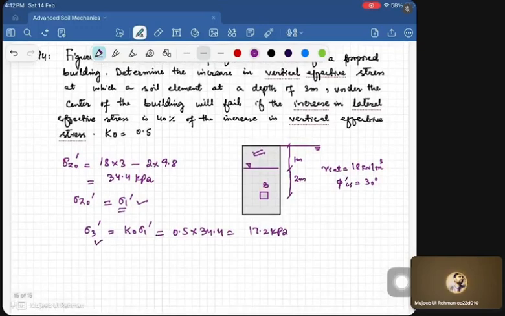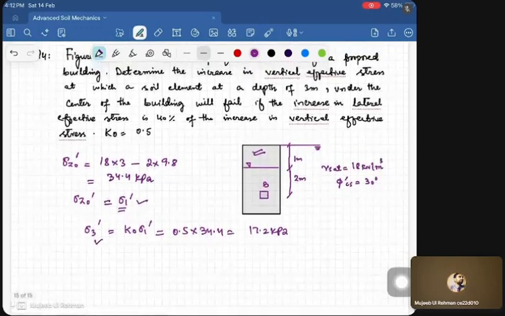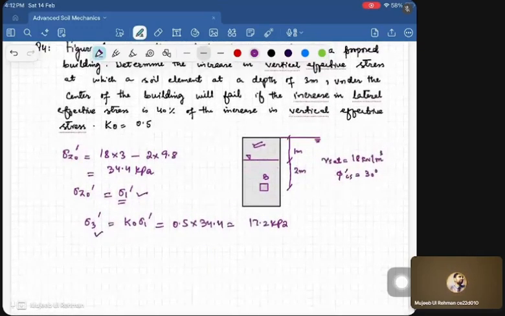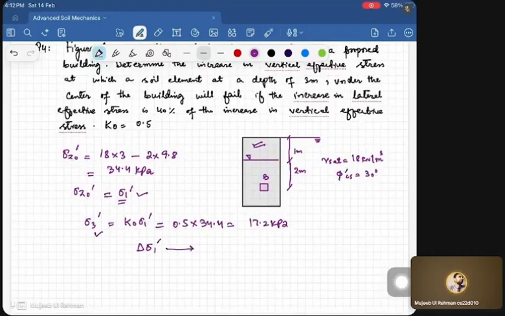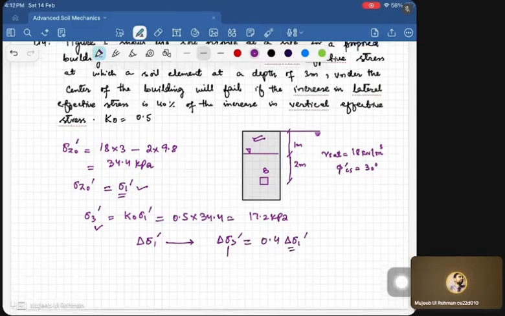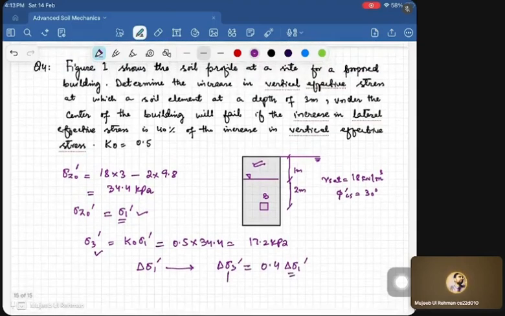Now the question is, there is an increase in delta sigma 1, and due to this increase there is an increase in delta sigma 3, and this increase is equivalent to 0.4, that is 40%, times delta sigma 1. So we have to determine this delta sigma 1. Another important parameter that has been given is the critical state friction angle, that is 30 degrees.